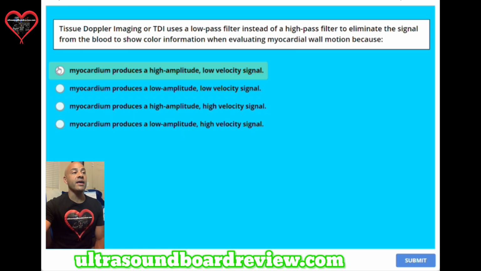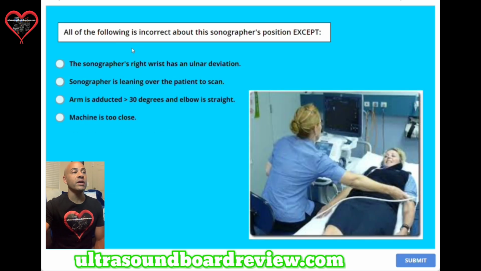The answer is A. Myocardium produces a high amplitude, low velocity signal. Question number 3. All of the following is incorrect about the sonographer's position except A. The sonographer's right wrist has an ulnar deviation. B. Sonographer is leaning over the patient to scan. C. Arm is adducted greater than 30 degrees and elbow is straight. Or D. Machine is too close.